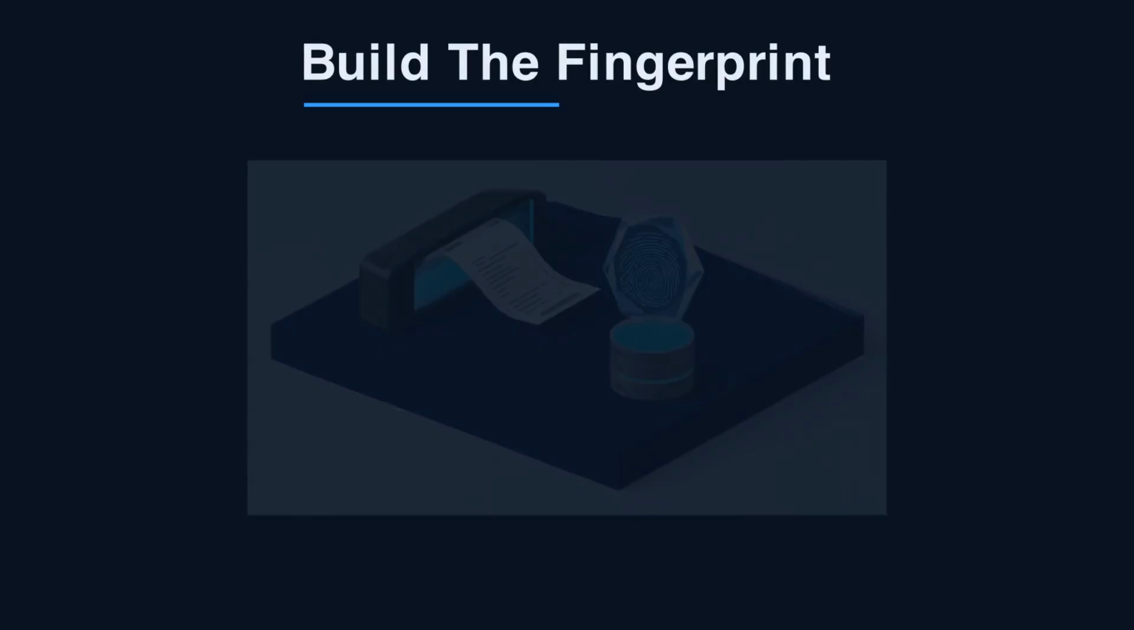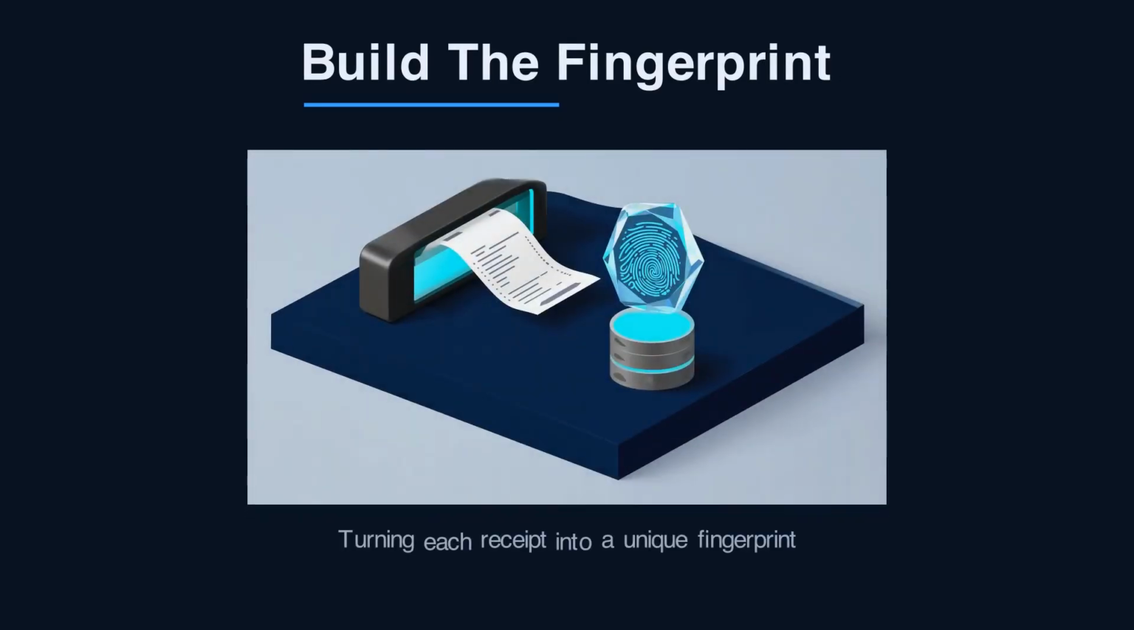Raw fields are messy. Normalize before you compare. Uppercase the merchant name and strip punctuation. Round the total to 2 decimals in one currency. Parse the date into an ISO format. Concatenate these into one string and hash it. That SHA-256 hash is your fingerprint.